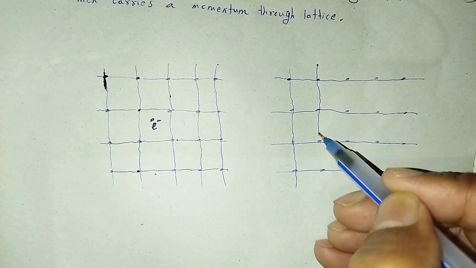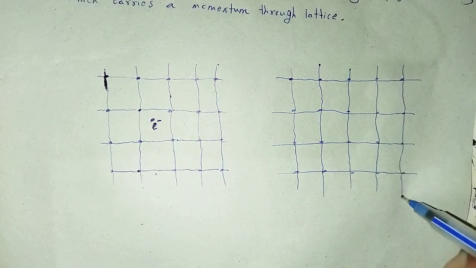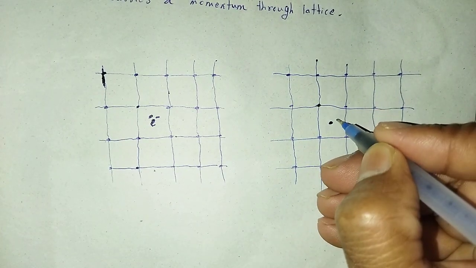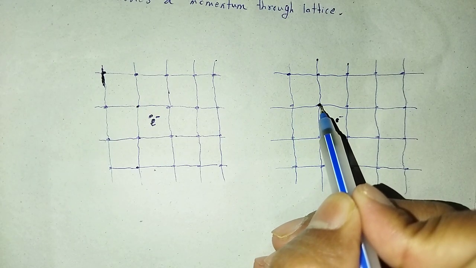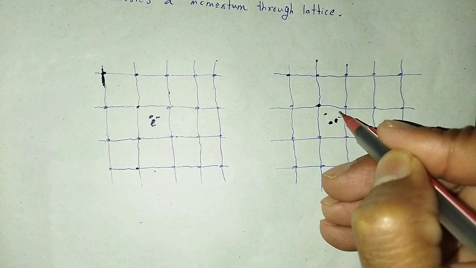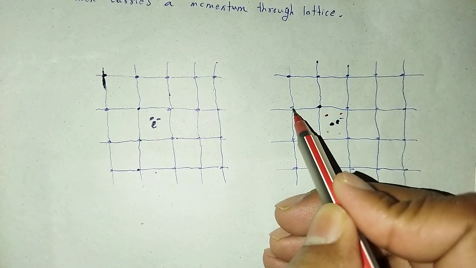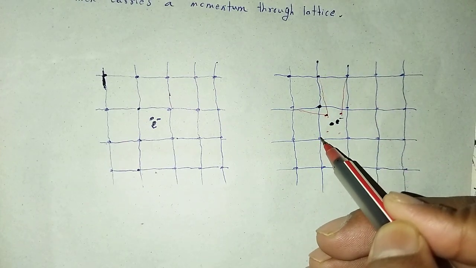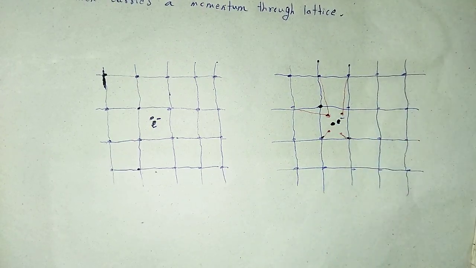These are the positive ions. Inside the positive ions, there is the electron. So that point is attracted to this point, and that is also attracted to this. Now, the lattice points are distorted. Okay.